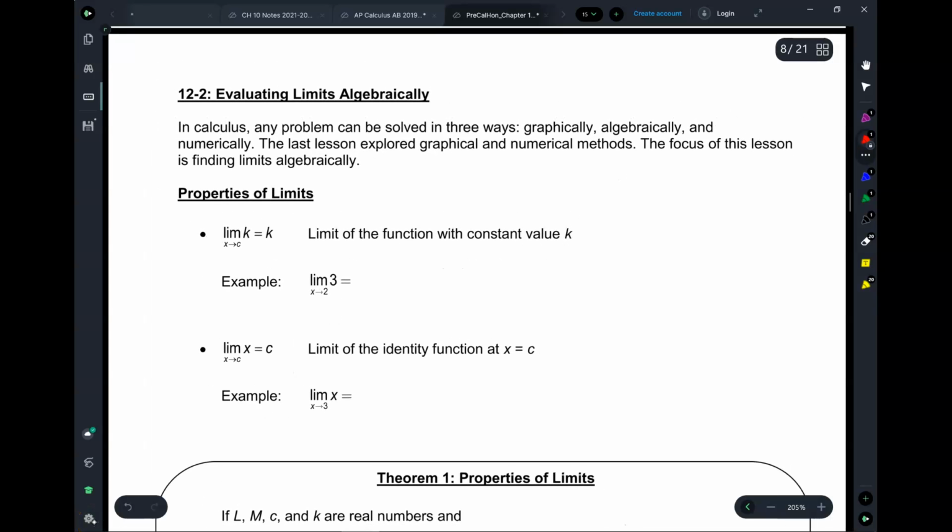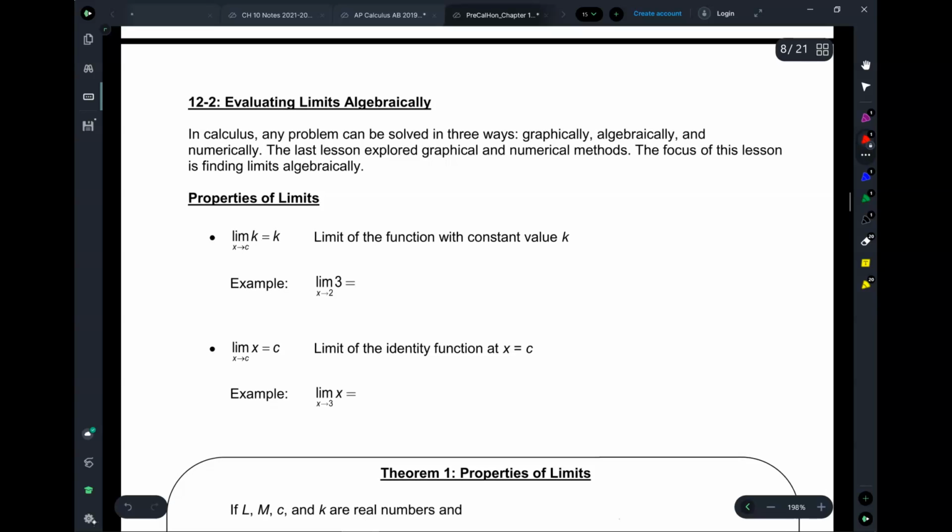So in section 1, we learned how to evaluate limits graphically, right? By looking at the graphs. And I told you last time that in math, there are always 3 ways to approach a problem. Graphically, which we did. Numerically, which we also did in section 1, when you plug in the numbers and see what values they're approaching. And then the third way is analytically or algebraically. And that's what we're going to do today.